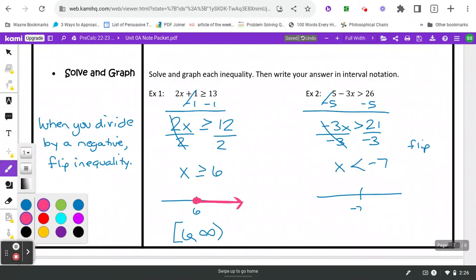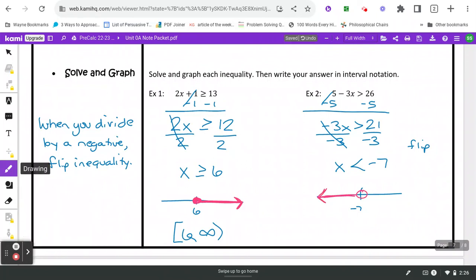The sketch and graph will be an open circle, and less than points to the left. For our interval notation, -infinity, all the way up till -7, parenthesis for the open circle.